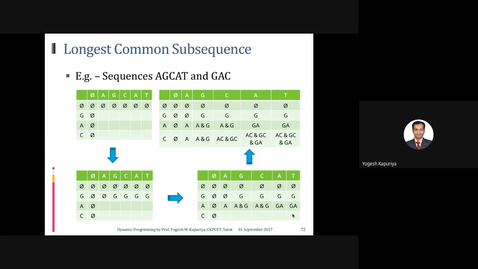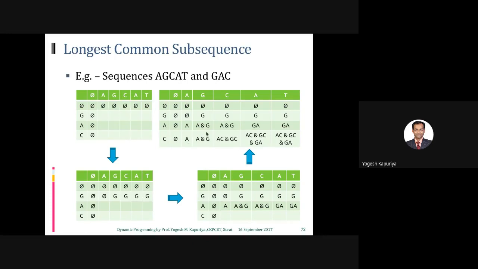Similarly, you will compute for the last row. When you have this particular position, you have A and C. A and C do not match, so either you take the value from this or this, whichever is the longest. Obviously this one is the longest, so you put A over here. Then G and C do not match, so take from the previous row or previous column. Whatever is the longest, you put over here.